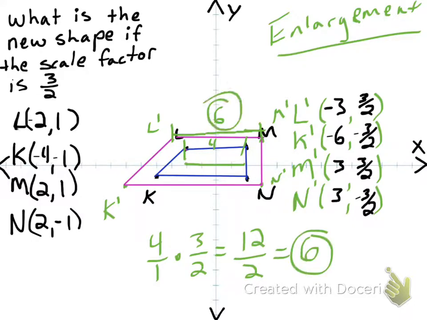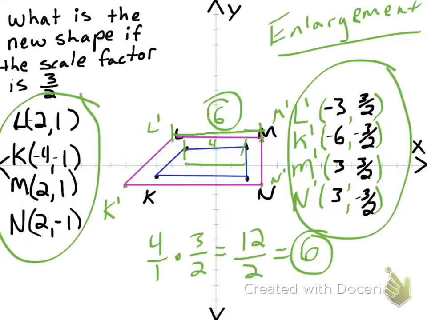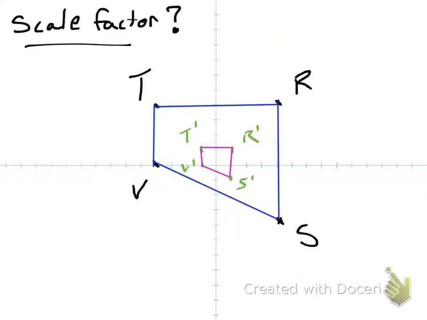It works out. So scale factor not only works for every point when it's on a grid like this, but it also works on every side. We could do the same thing for KN and the new K prime and KN prime. In fact, if you want to, you can pause this and try it out. It works out. Let's go on to another problem.